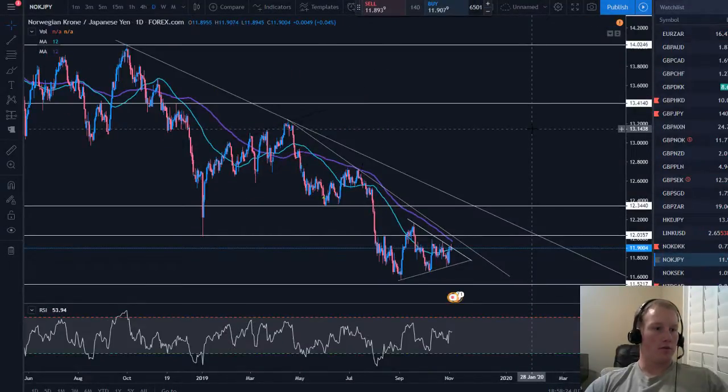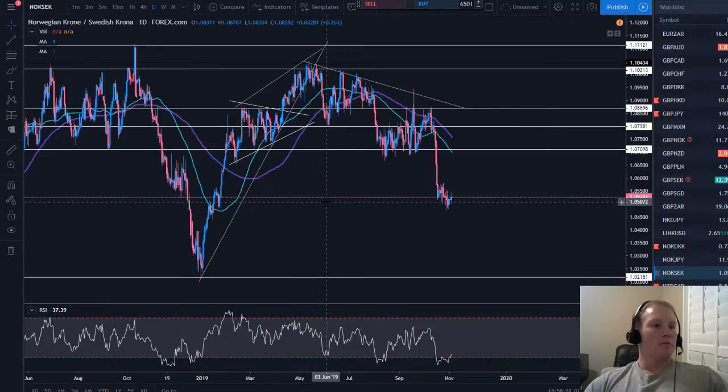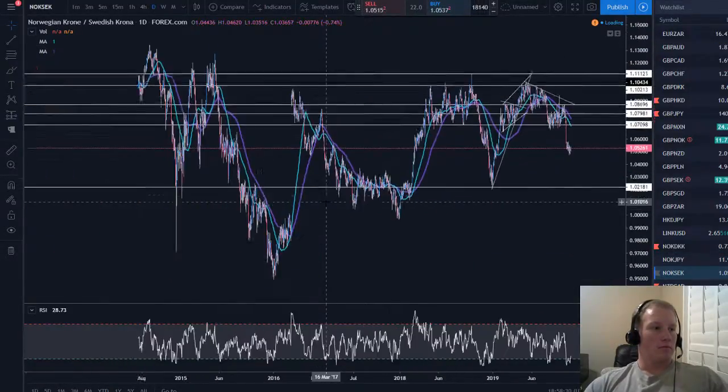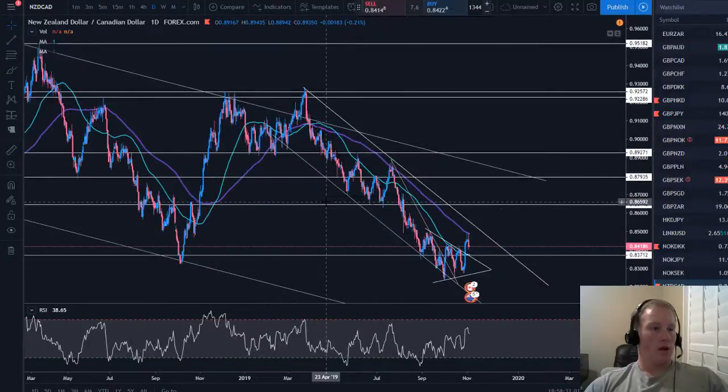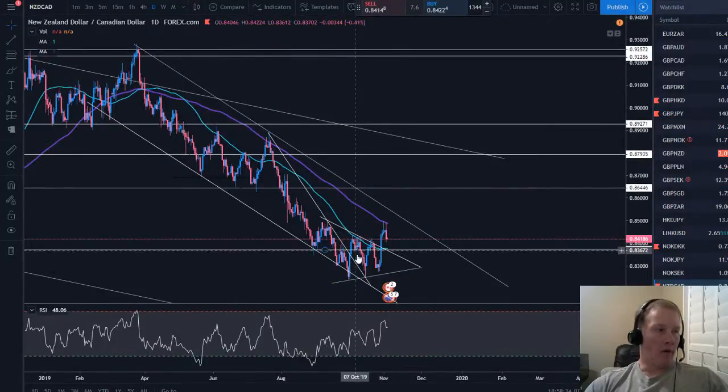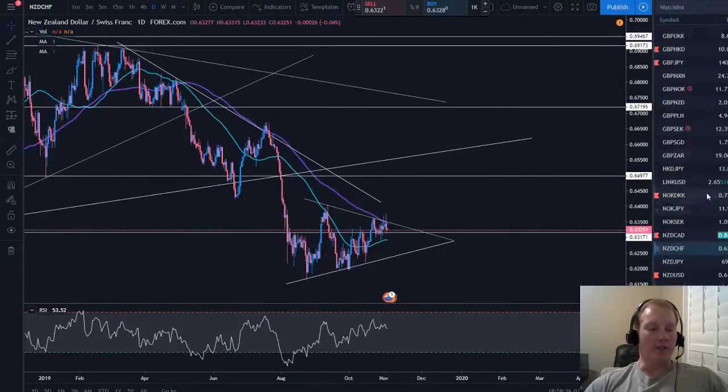Norwegian krone. That's still in the triangle there. That broke out. Man, am I tired.